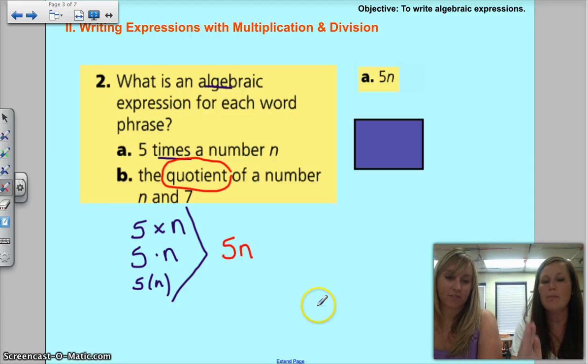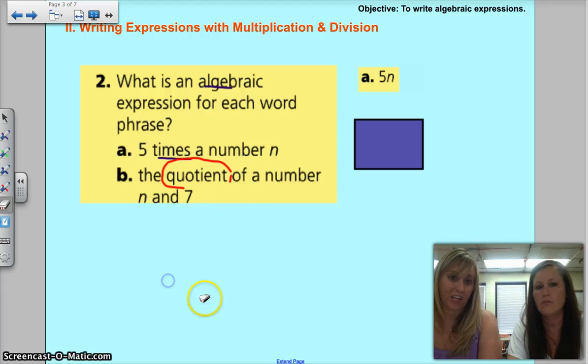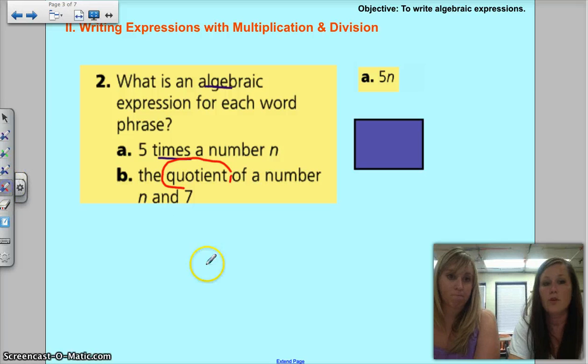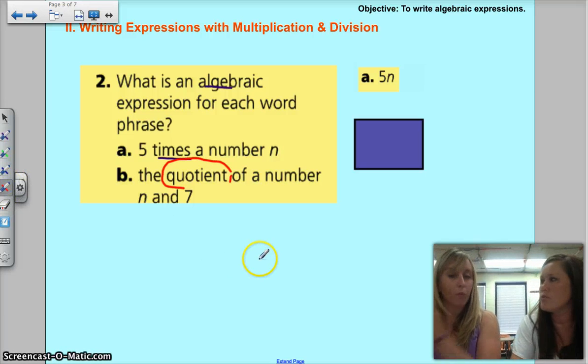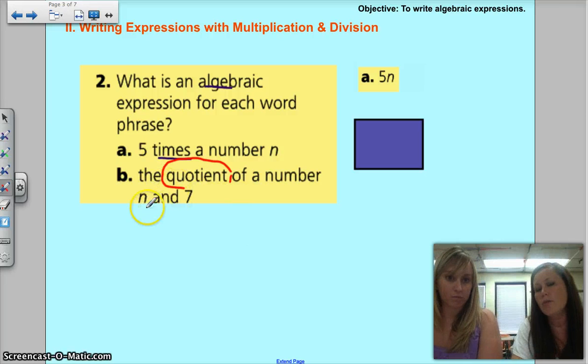Okay, here's the problem. I know I'm dividing. I don't know what order to do it in. If you're confused about whether you're dividing, refer to your handy dandy chart. It says under quotient, the division sign. But how do I know which order to do it in?